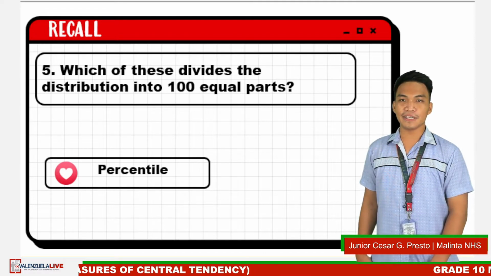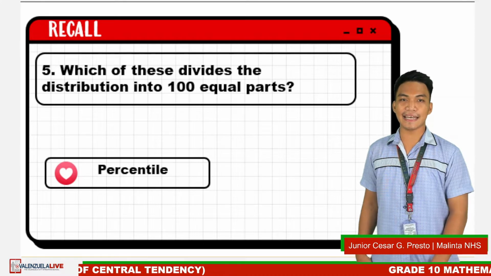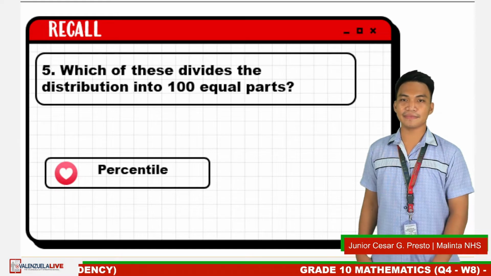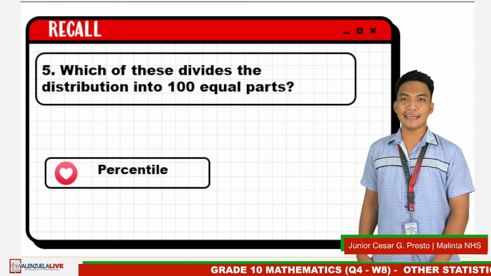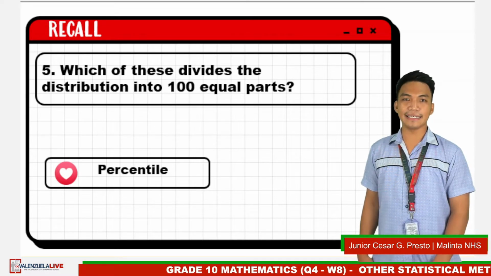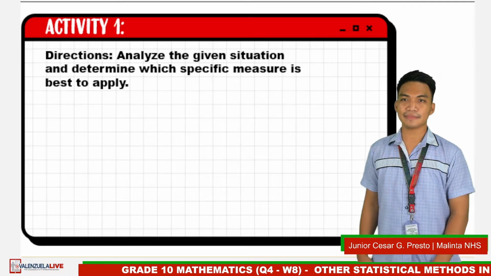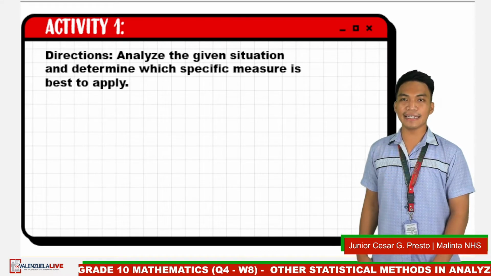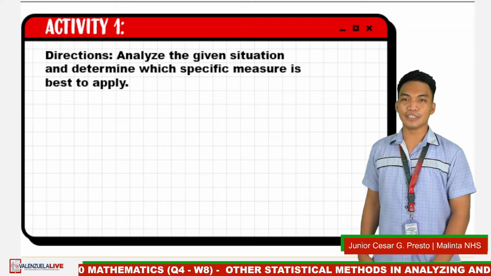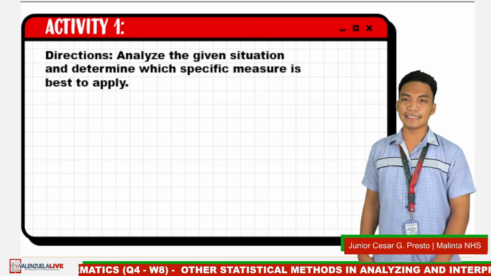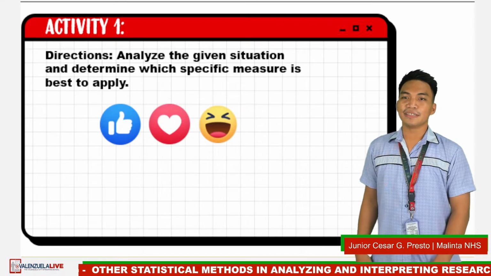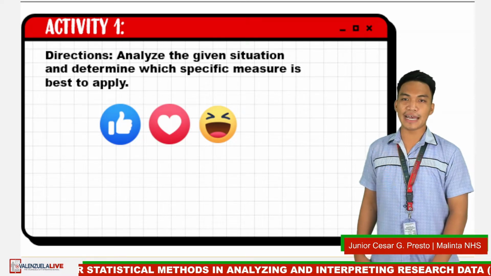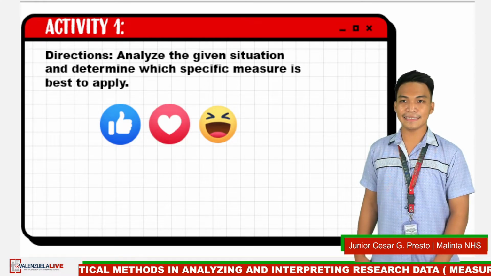It seems that you have enjoyed your previous statistics class a lot. Let's carry on your enthusiasm with this next activity. At this point, let us see how good you are at analyzing and choosing what's best to apply in each situation. Your task is to read and analyze the situations carefully and choose the best answer by reacting like, love, or haha. You will be given 5 seconds to choose your answer. Are you ready? Let's begin.